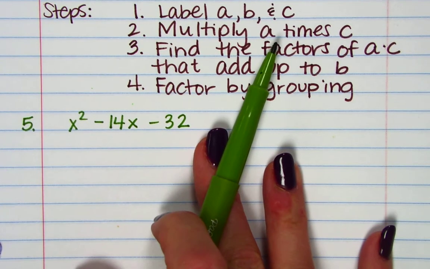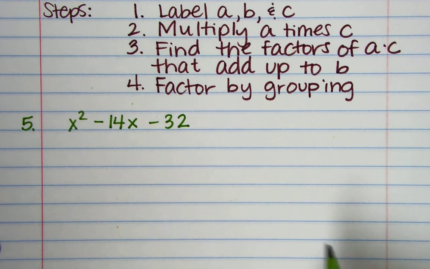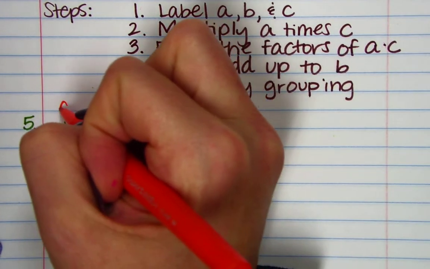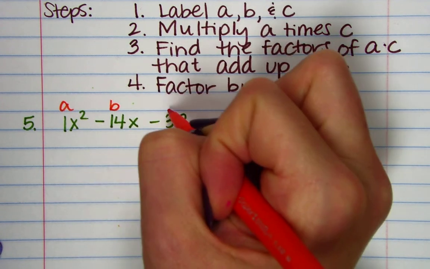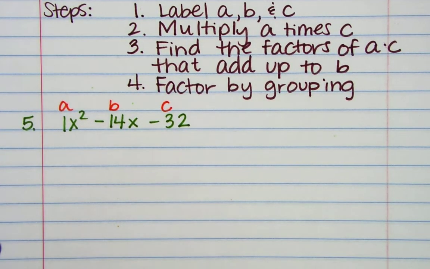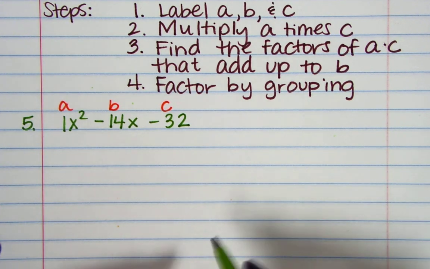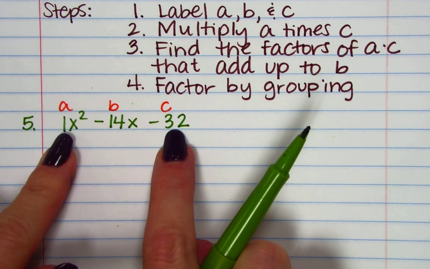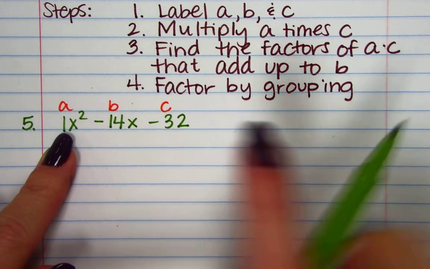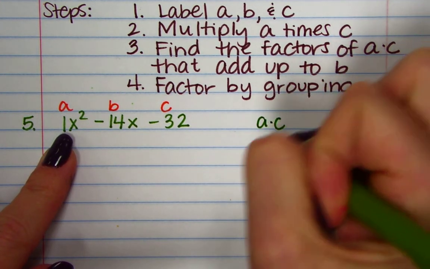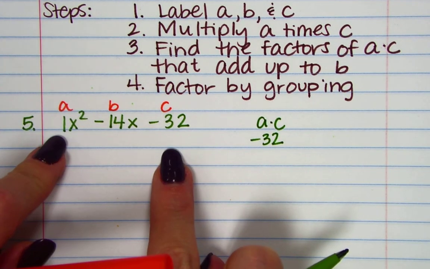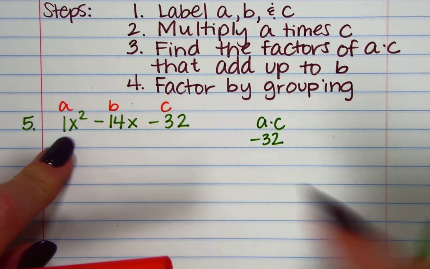Okay, so we're going to do first step. Label A, B, and C. Okay, what's my A in this one? All right, it's 1. It's the number in front of x squared, so it's 1. So A. B is negative 14, and C is negative 32. Okay, so that's step 1. Label them. Step 2, multiply A times C. 1 times negative 32. Negative 32. Okay, it's pretty easy when A is 1.